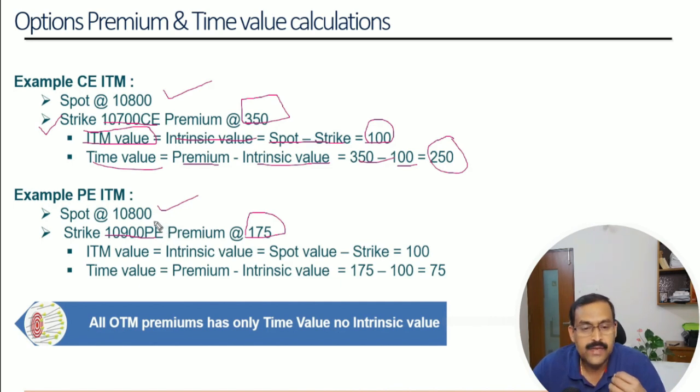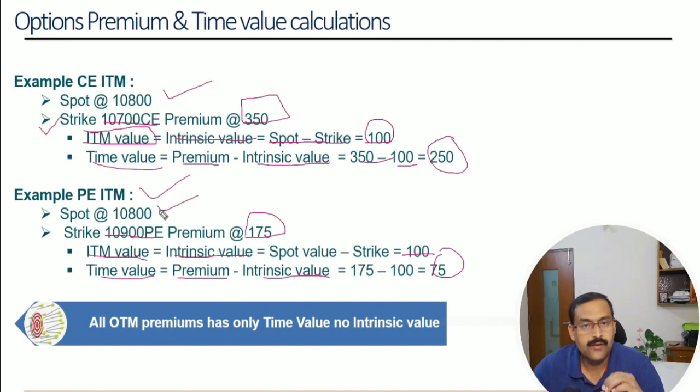So how much is it in the money? The distance between the strike and the spot again. So that is 100 points, 100 rupees. That is nothing but the in the money value or the intrinsic value. Now again, to calculate the time value, you have to take the premium, which is 175, and remove the intrinsic value, which is 100. 175 minus 100 is 75 rupees, the time value for this put option at this point in time when the Nifty is at 10,800.